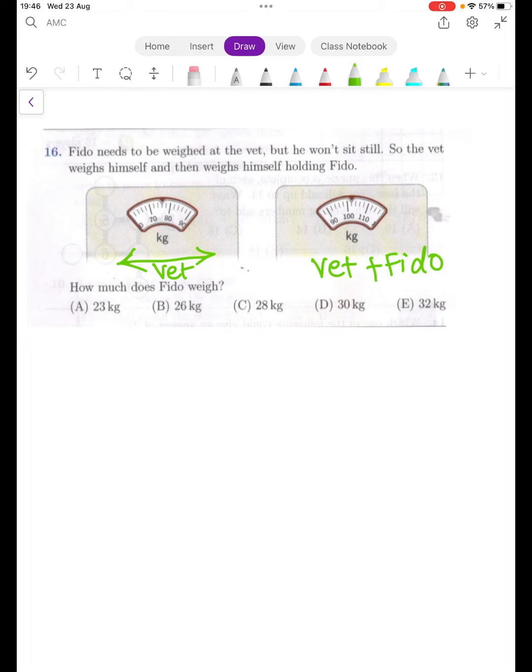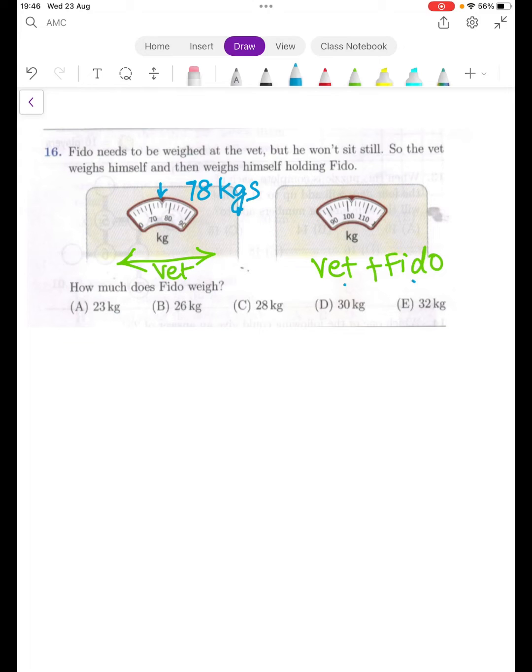Of course, so let's read this. The weight of the vet is, this is 70, and because we have 5 markings between 70 and 80, each of these little markings accounts for 2 kilograms. So 70, 72, 74, 76, 78. Let me show you clearly. All right. So as you can see, this point refers to 78 kilograms.